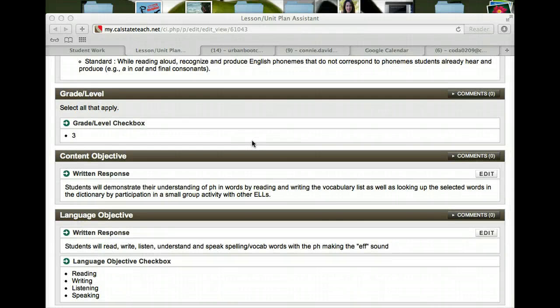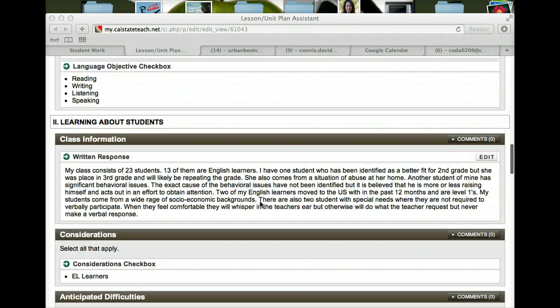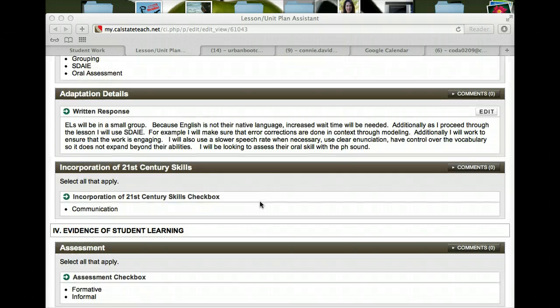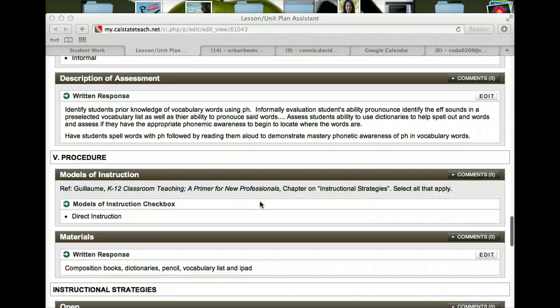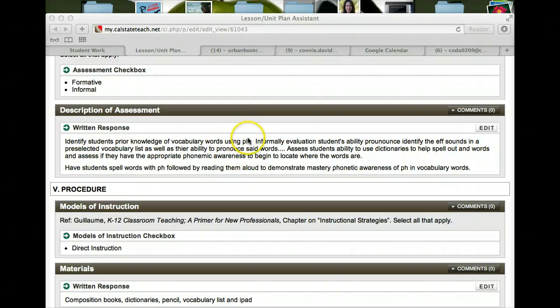I'm coming back up here to the objective, and there you have these reading and writing vocabulary list of words. They're looking up the selected words in the dictionary for participation in a small group activity with other ELs. That does not align with this. This doesn't have anything to do with what you said was going to be the outcome.